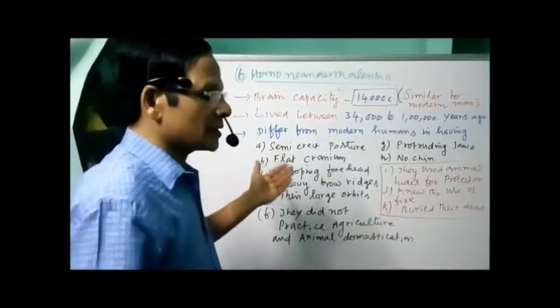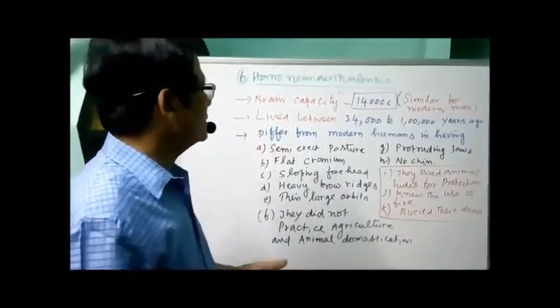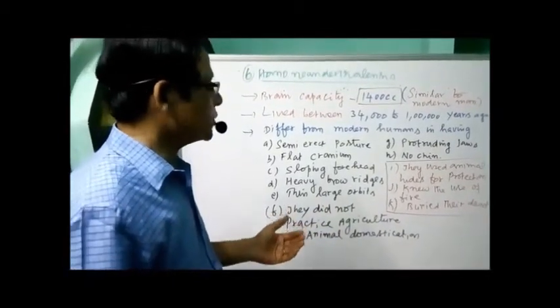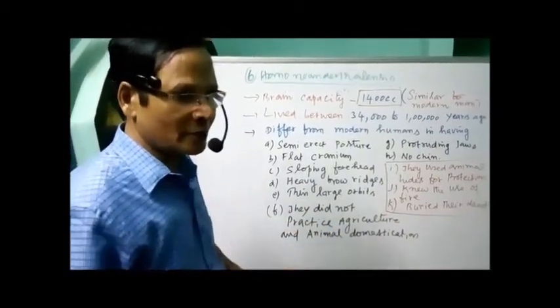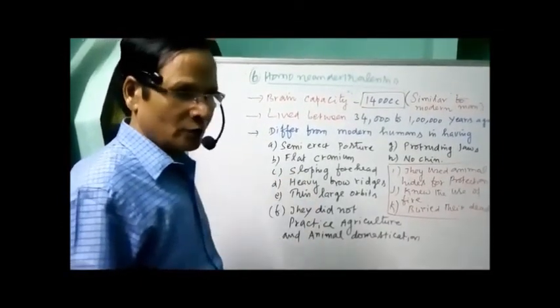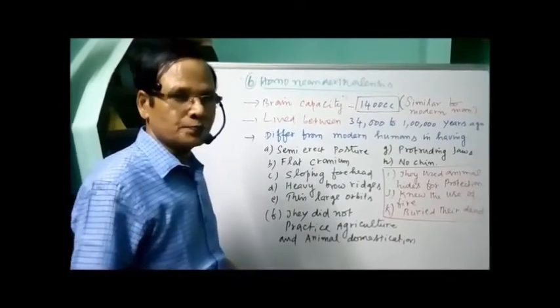So these were the characteristics of Neanderthal man, and after that we have Homo erectus. Now we have to go for two more. One is Cro-Magnon man, another one the modern man. Now let us see that one on the board with some points about these people.